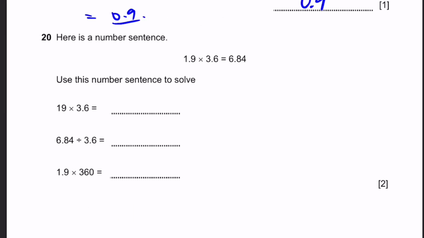Question 20. Here's a number sentence. 1.9 times 3.6 equals 6.84. Use this number sentence to solve 19 times 3.6 equals, because that'll be 1.9 times 3.6 times 10, because 19 is 1.9 times 10. We'll get 6.84 times 10, 68.4. Then 6.84 divided by 3.6. This thing has just been brought here, so it's 1.9. Then 1.9 times 360 will be equal to 3.6 times 100. So we multiply the final thing by 100 as well. So we get 684. That's the answer.